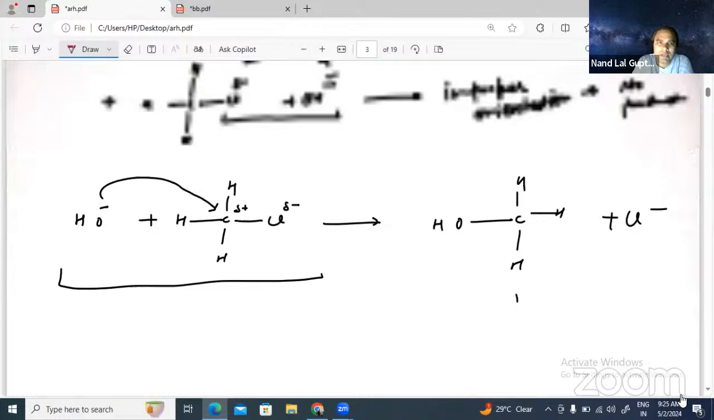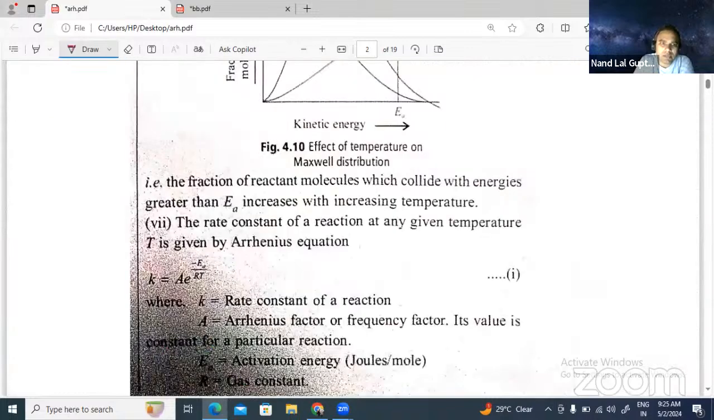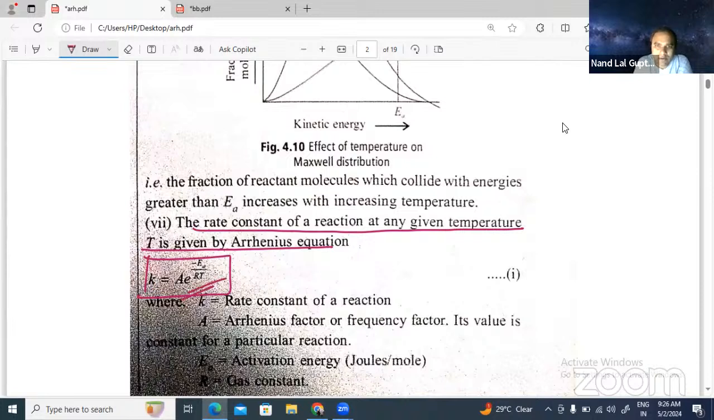So we are doing the derivation now. Arrhenius firstly gave the empirical equation. The rate constant of a reaction at a given temperature T is given by the Arrhenius equation: K equal to A e to the power minus Ea upon RT, where K is the rate constant, A is the Arrhenius factor, that is called the frequency factor.